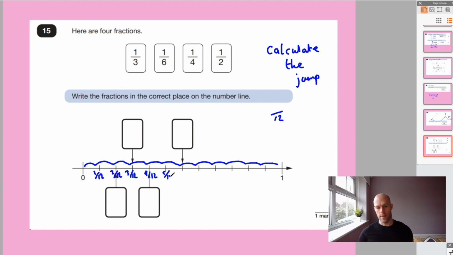I would really be doing this in a test paper. It's going to set everything else up for me. 8/12, 9/12, 10/12, 11/12, and then 1. And now you can see what have we got? So here we've got something that's equivalent to 2/12, something that's equivalent to 3/12, something that's equivalent to 4/12, and something that's equivalent to 6/12.